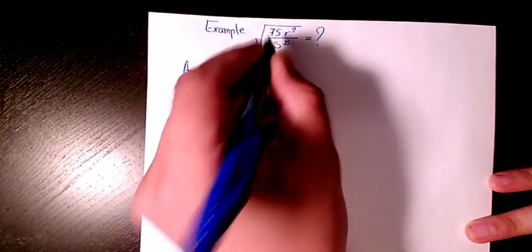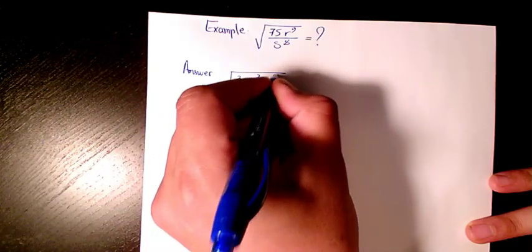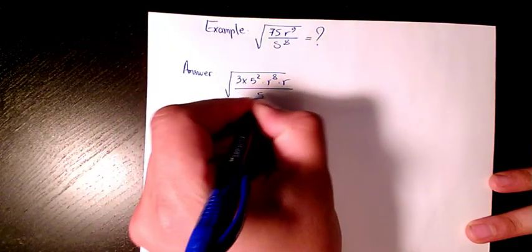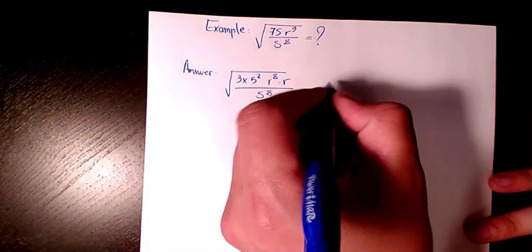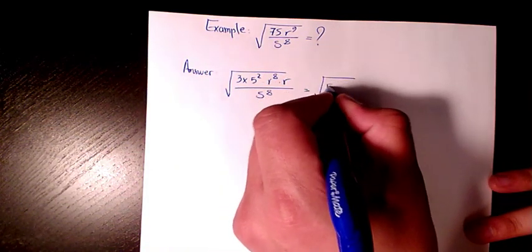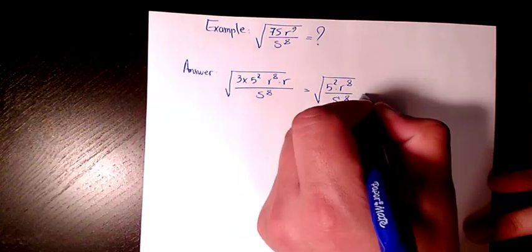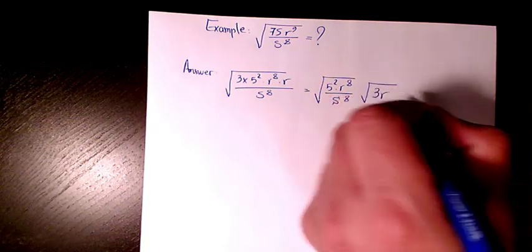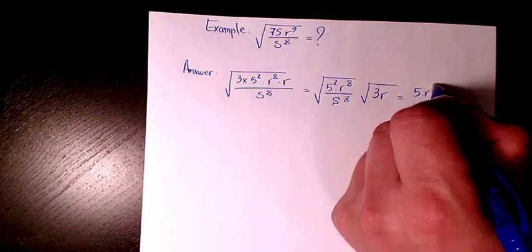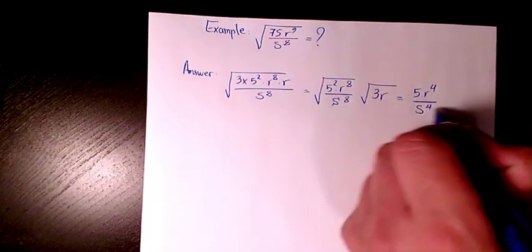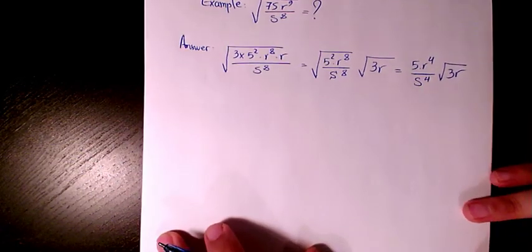75 is 3 times 25, which is 5 squared. r to the power of 9 is r to the power of 8 times r, divided by s to the power of 8. So that means it's going to be the square root of 5 squared r to the power of 8 divided by s to the power of 8, times 3r, which is going to be 5 r to the power of 4 over s to the power of 4 times the square root of 3r. That's the final answer.